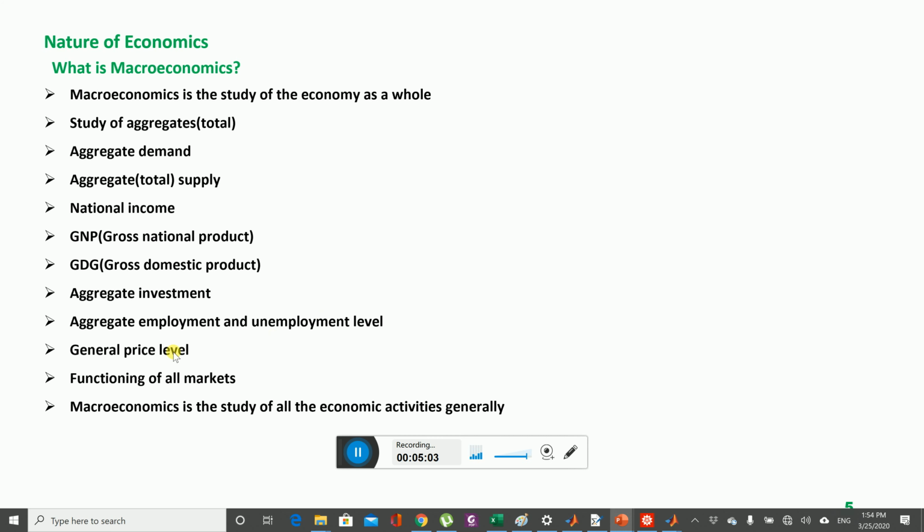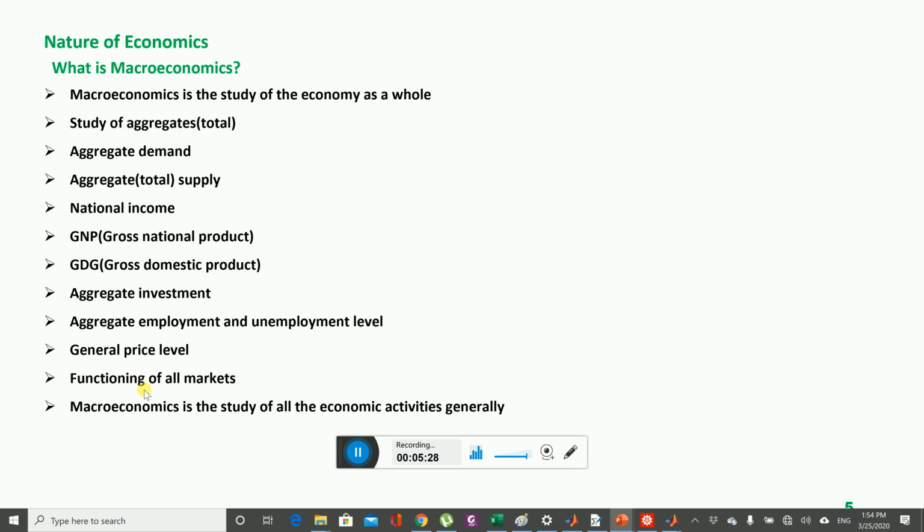Another example, general price level. This is again a macroeconomic terminology or macroeconomic variable or concept. In the general price level, we will include prices of goods and services, wage rate of the laborer, salaries of the employees, rent of the building, interest rate in the bank, everything. This is included in the macroeconomic study, general price level.